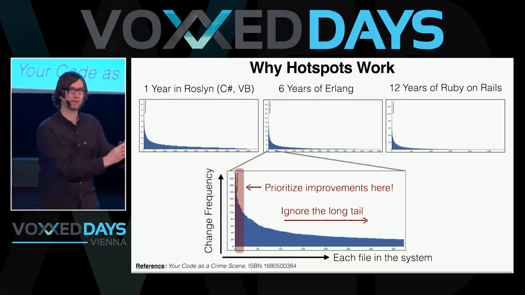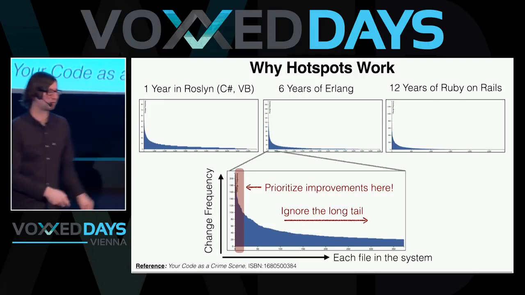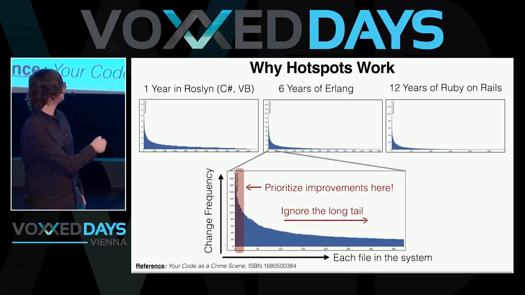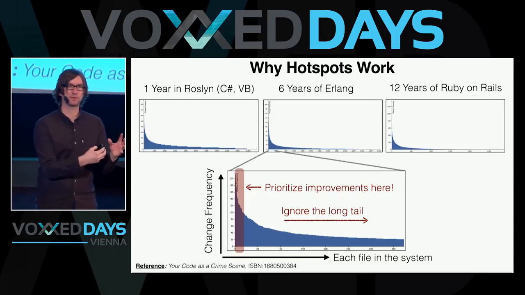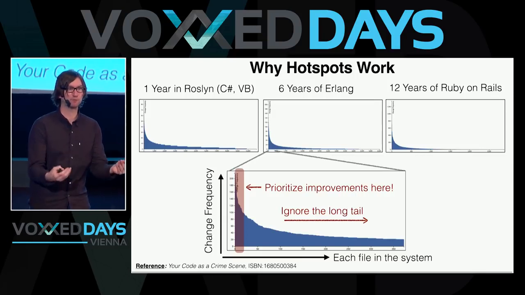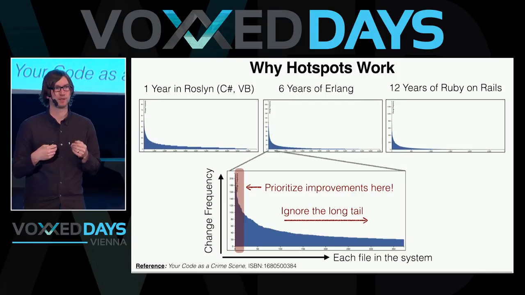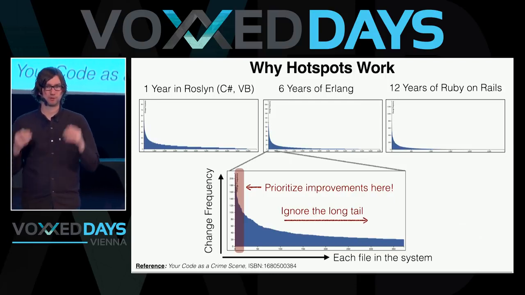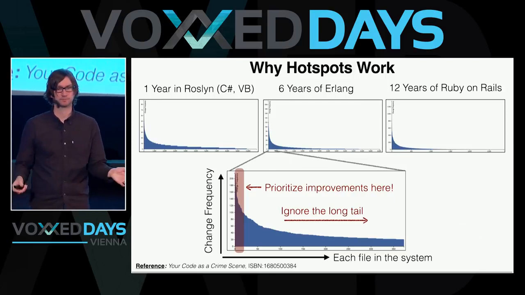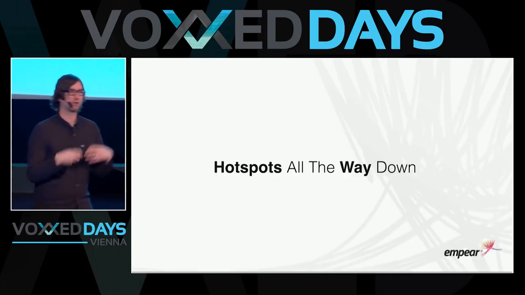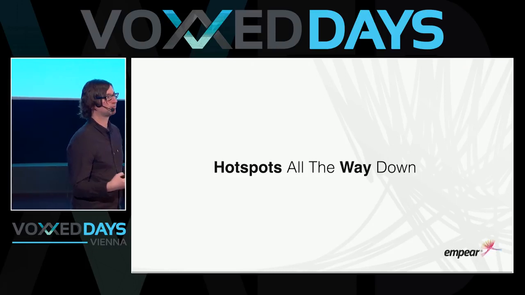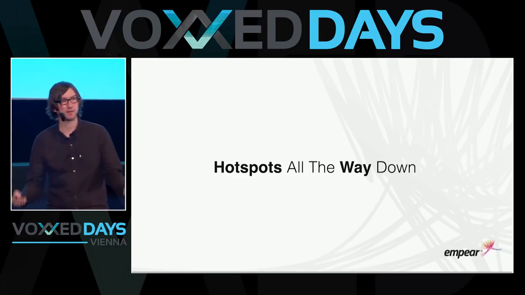That's code that's rarely, if ever, touched. And most of our work will be done in a relatively small part of the code base. So that's the part where we will prioritize improvements and be pretty sure that we get a real return on that investment. And hotspots point you to precisely those parts that matter. So hotspots are a really, really good starting point. But sometimes they are not enough.